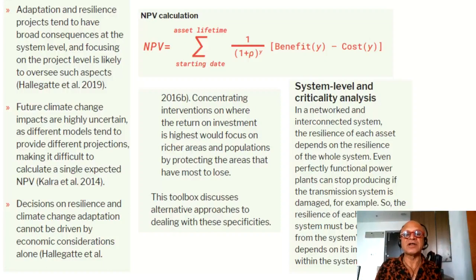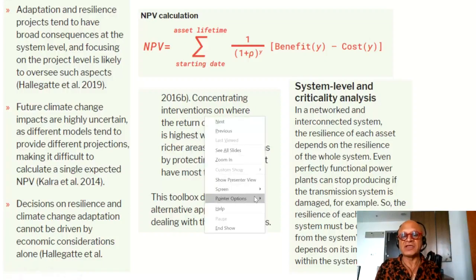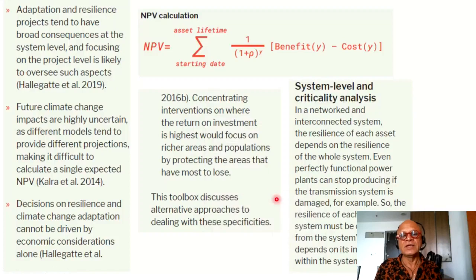So these are kind of tricky things where interventions can have oppositions, resistances, and so on. So net present value calculation in this tool: you're computing a sum over starting date to asset lifetime, whatever the intervention you're making, the adaptation choice you're making. So 1 over 1 plus rho to the y, where rho is again the discount rate, and benefit y minus cost y.